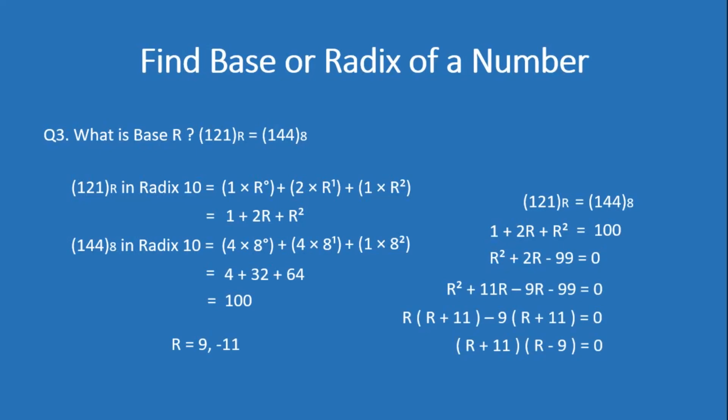But the value of base can't be negative and can't be 0. It should be a positive value. So here one number, minus 11, is negative and one number, 9, is positive. So the answer will be 9. Now the next question.